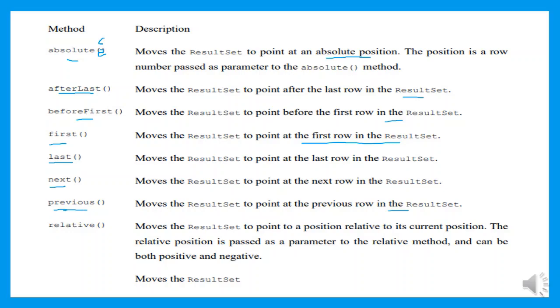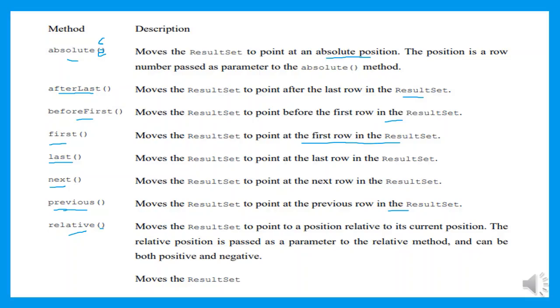Relative method. This method can move the cursor in the forward direction as well as the backward direction. It jumps from one location to another location. When you want to move in a forward direction, I will pass a positive value as an argument to the relative method. When I want to move in a backward direction, I will pass a negative value to the relative method.